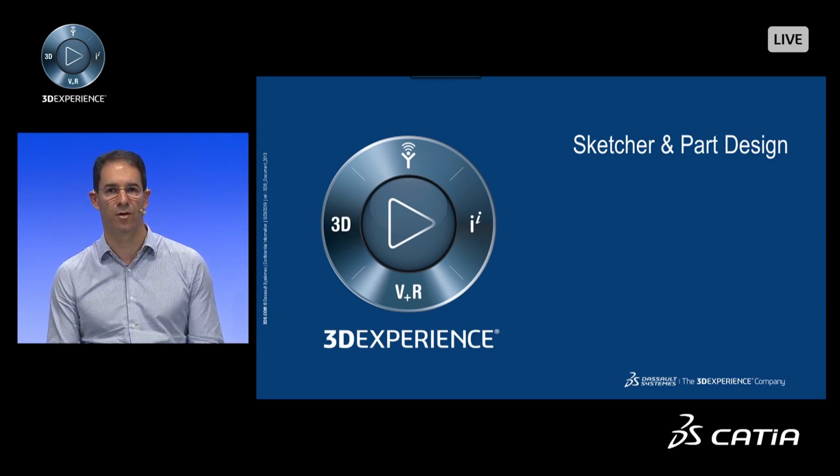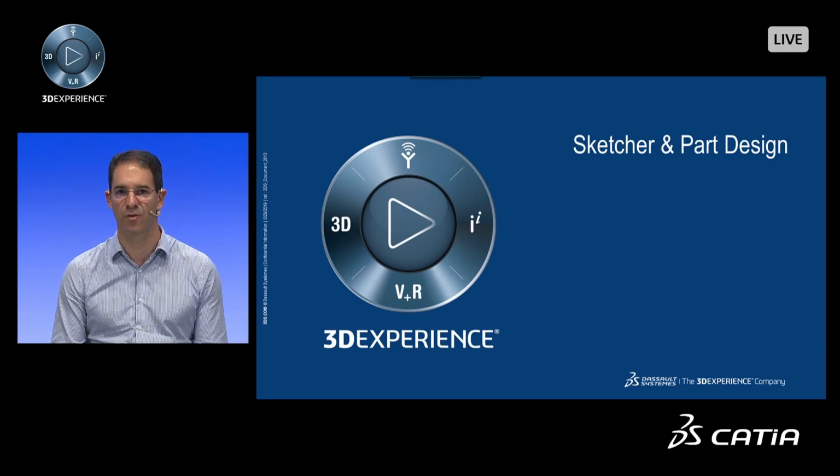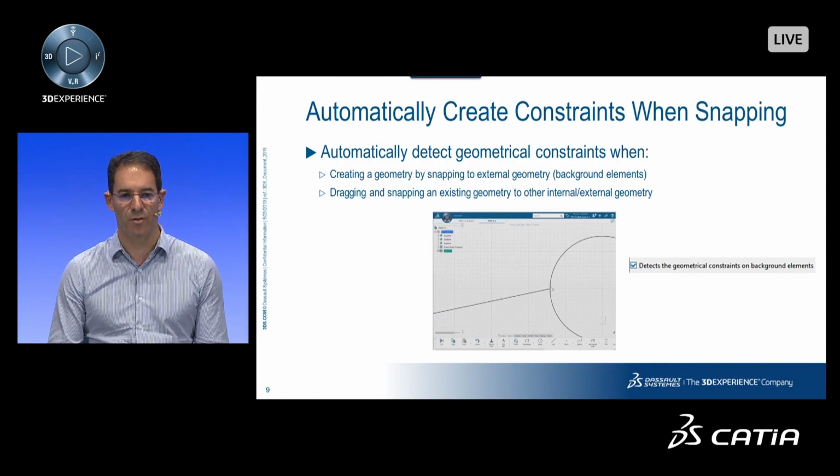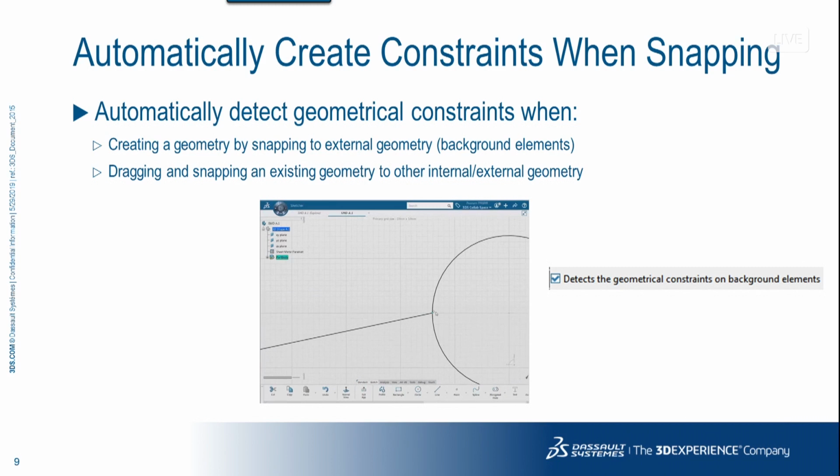Now let's go to the Sketcher and part design improvements. We have also many interesting enhancements in that domain. For example, you can now automatically detect geometrical constraints when you create a geometry, or when you drag and snap an existing geometry to other internal or external geometry. So let's see a short video illustrating that nice capability.